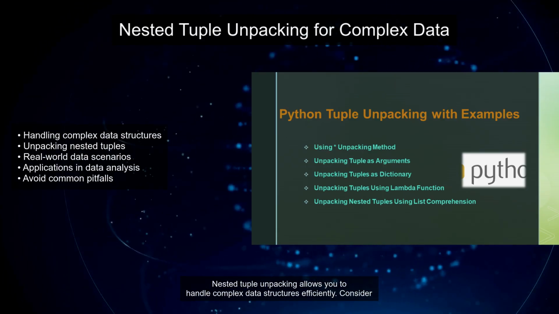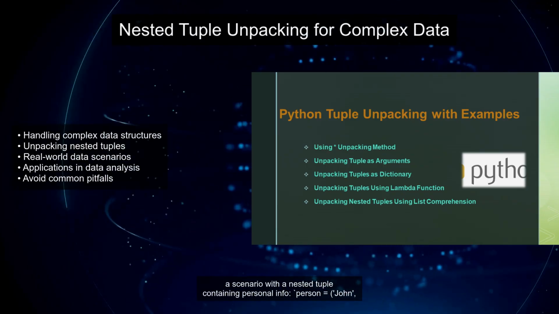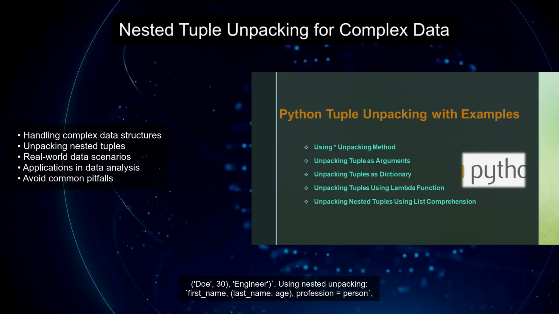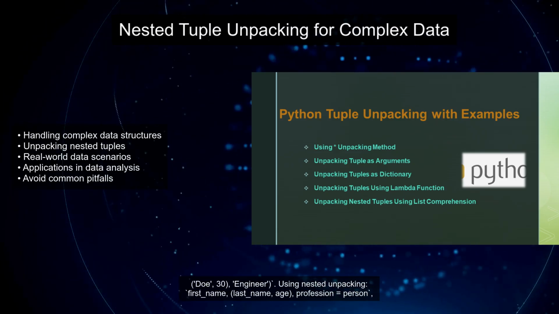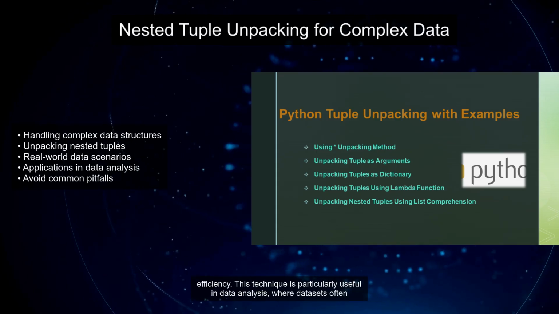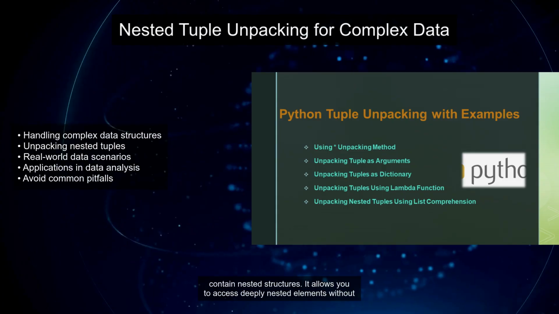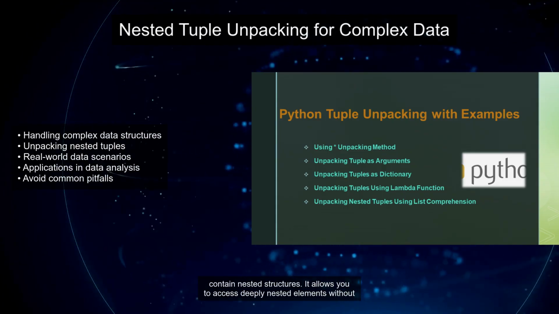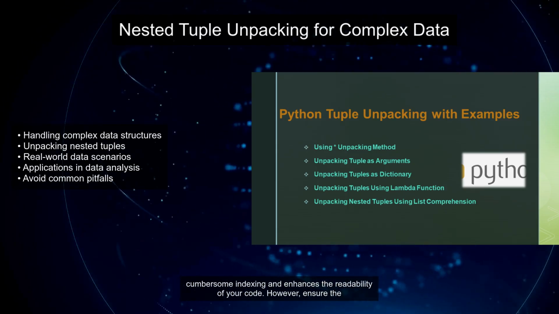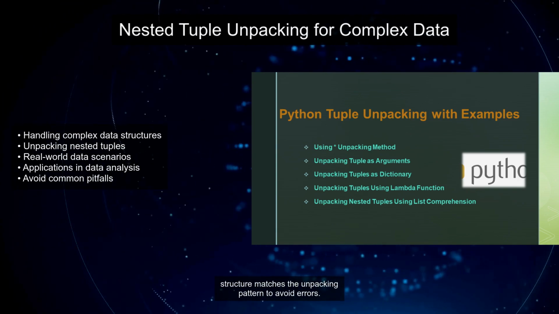Nested tuple unpacking allows you to handle complex data structures efficiently. Consider a scenario with a nested tuple containing personal info. person = ("John", "Doe"), 30, "engineer". Using nested unpacking, (first_name, last_name), age, profession = person, you can extract each element in a single line, enhancing clarity and efficiency. This technique is particularly useful in data analysis, where datasets often contain nested structures. It allows you to access deeply nested elements without cumbersome indexing and enhances the readability of your code. However, ensure the structure matches the unpacking pattern to avoid errors.